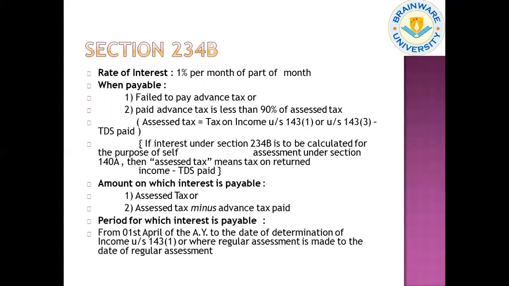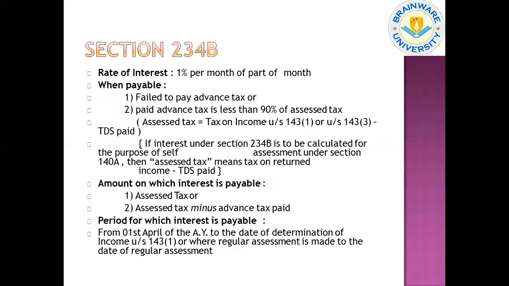The amount on which interest is payable will be the assessed tax minus the advance tax paid. So whenever we are doing the sum on 234B, previously the interest was on the tax liability, but here the eligibility totally depends on 90% of the assessed tax. If his advance tax is less than 90% of the assessed tax, then he is liable. If it is more than 90%, then he is not liable to pay interest under 234B.